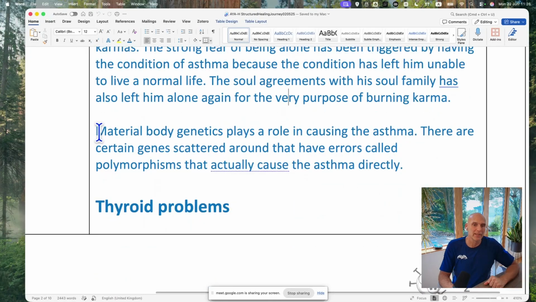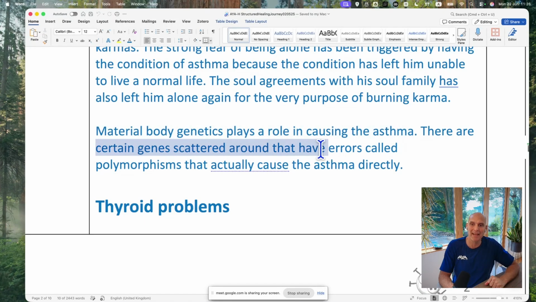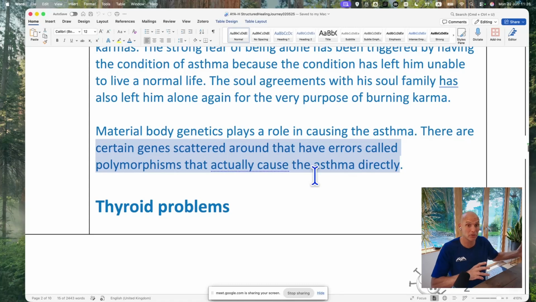Another thing to mention here about the asthma is that material body genetics plays a role in causing the asthma. There are certain genes scattered around that have errors called polymorphisms, and that actually causes the asthma directly. That's the genetic component of asthma. That's very important because we want to fix that. So in this part of this fall, we want to fix that.